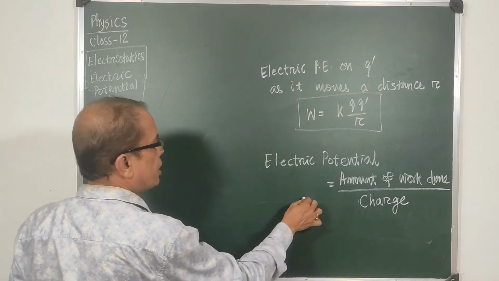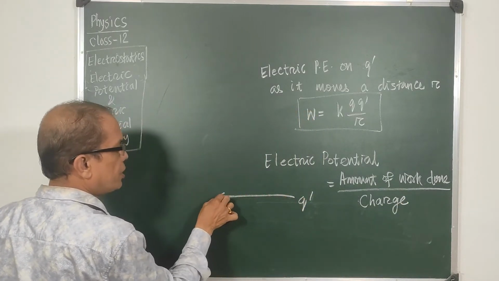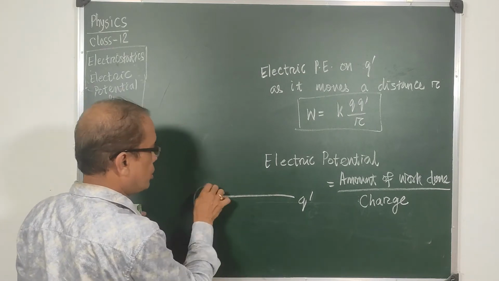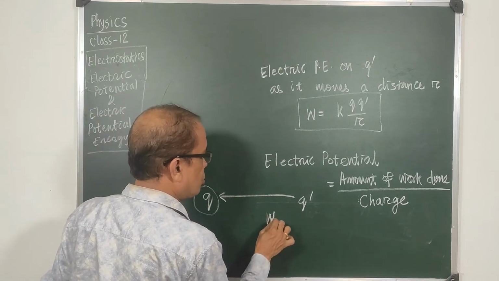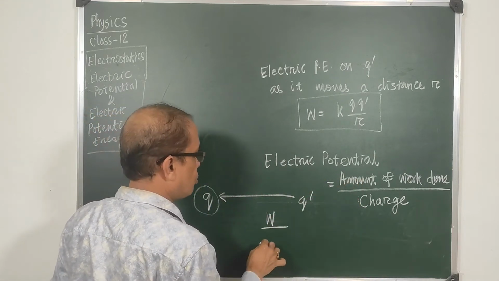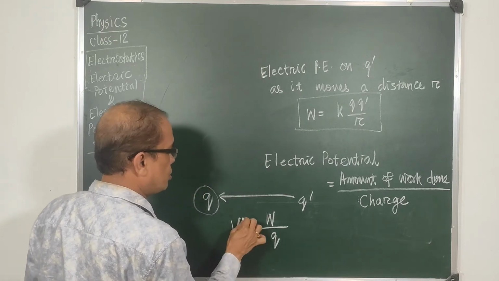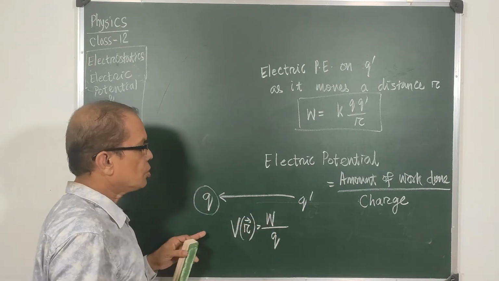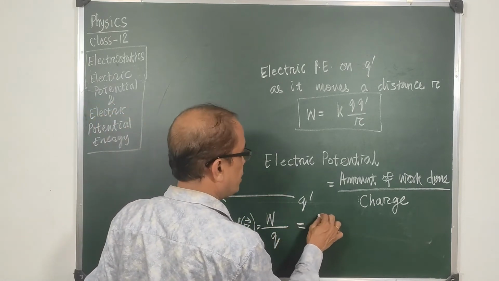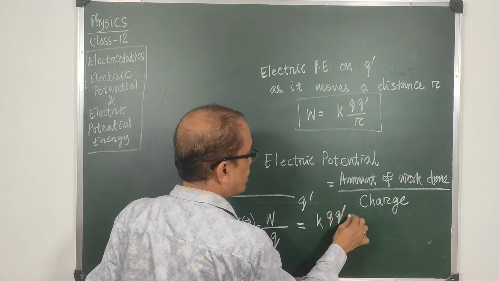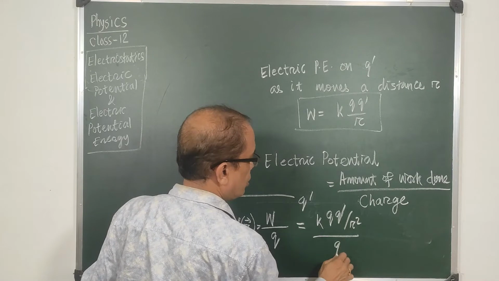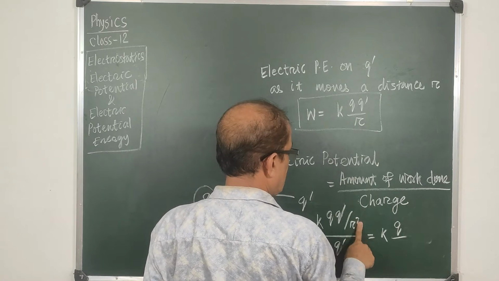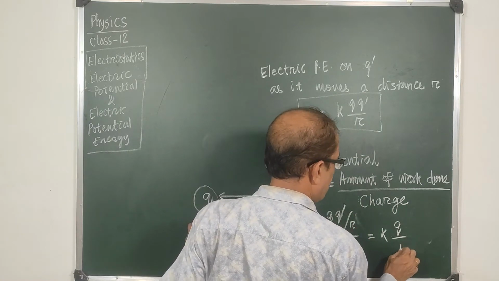So if I bring a charge q dash from infinity to a place against a field of q, then what will be the electric potential due to this? That will be the total potential energy or work done W divided by q. This is known as V, and sometimes it is written as V at r. So this is W by q. This can be treated as k q dash by r divided by q dash, so this will be k q by r.